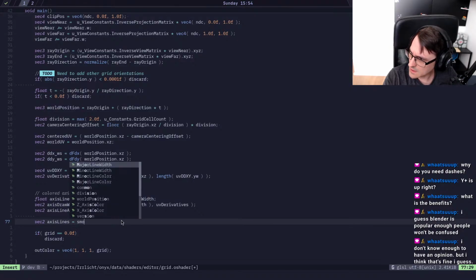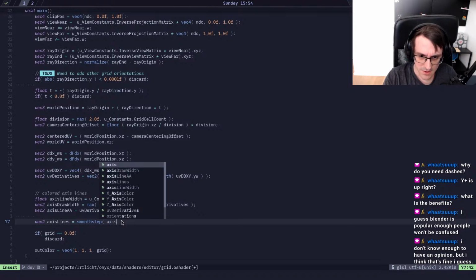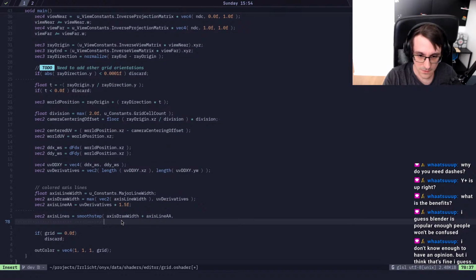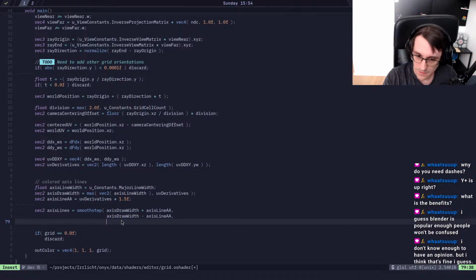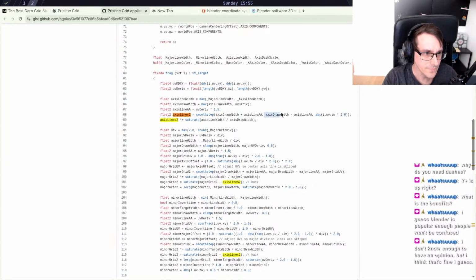Well, it's not a smooth. It is a smoothstep, right? Here, between our axis draw width plus our axis line AA, and then axis draw width minus axis line AA. And then we smoothstep between that and our vertical V times 2. It's basically this here, right?